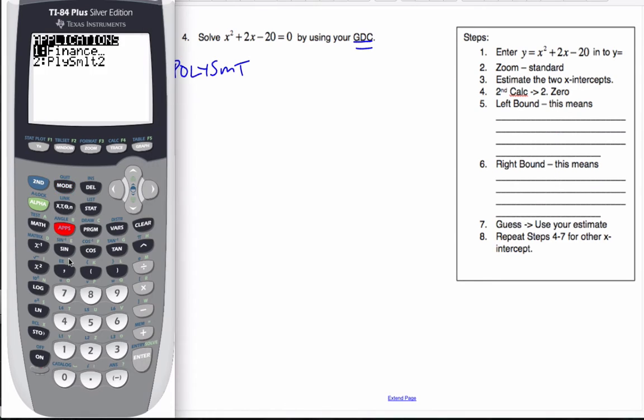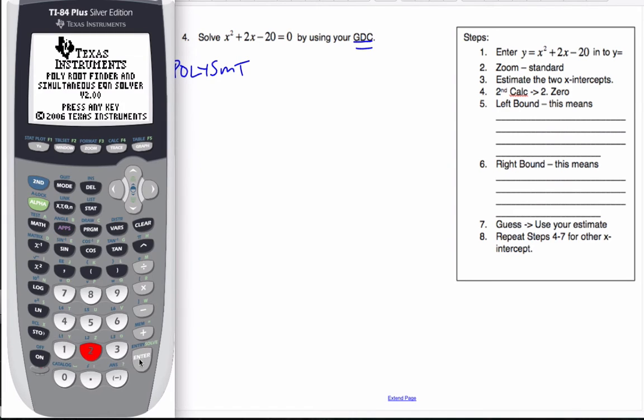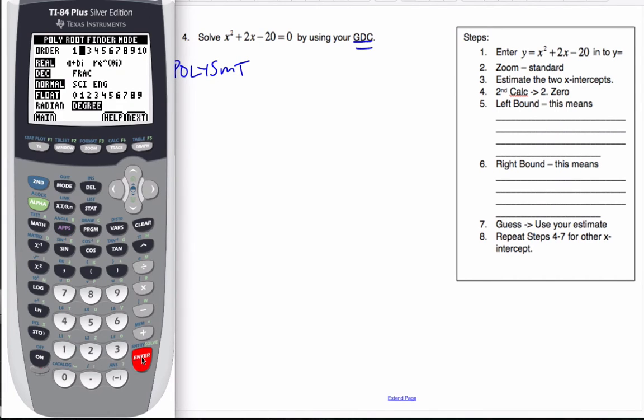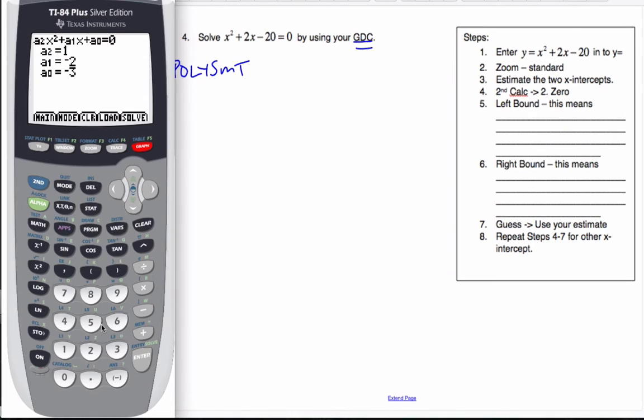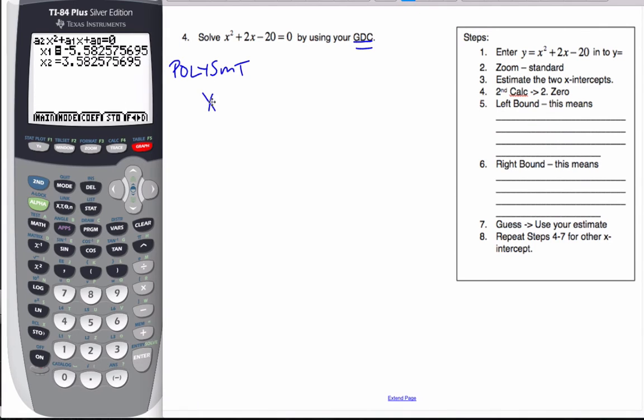And so if I go Apps, number 2, Equation, PolyRoot Finder, Next, I'm going to enter 1, 2, and negative 20. Solve that, and I get these values here. I get x is equal to negative 5.58. That's 3 significant figures, only 3 values count, and 3.58 as well. These are my values via polysimultaneous.